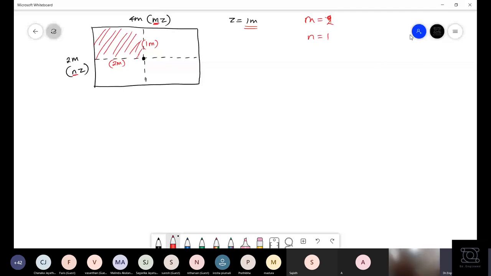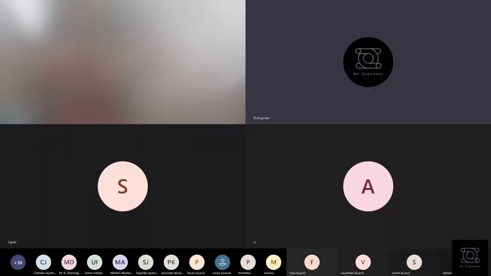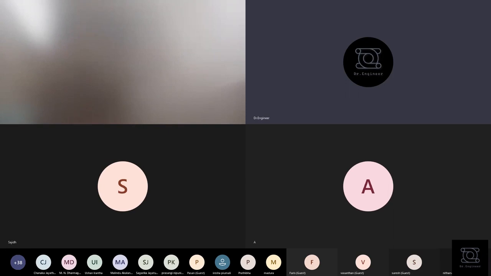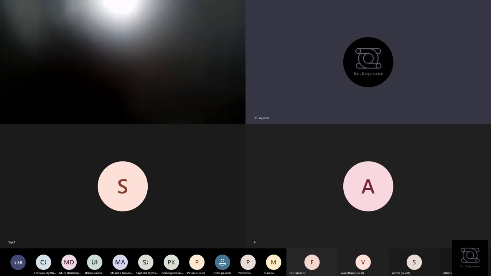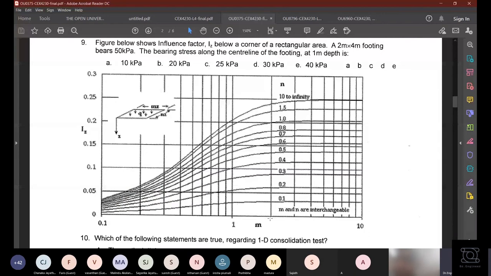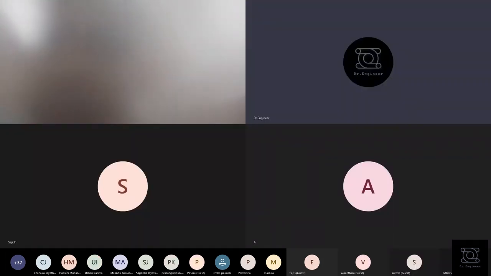Now again, we have to move to that chart that they have given in the question, right? In that chart, you have to see in the x-axis, you have the M values, and the curves give the N values. So you have to find M, our value was 2, and N, our value was 1. So both the curves intersect to give a value of IZ as 0.2, right? So our IZ is 0.2.